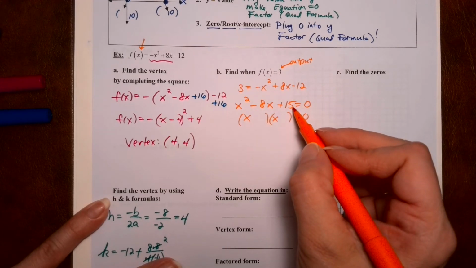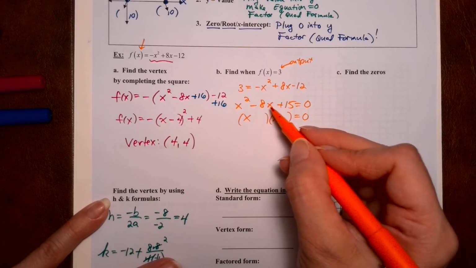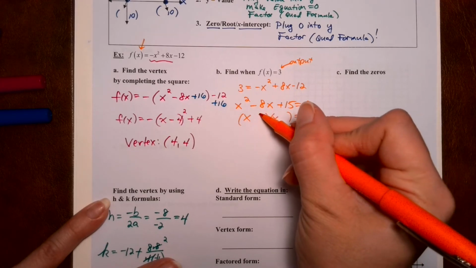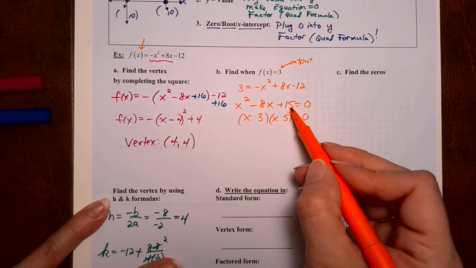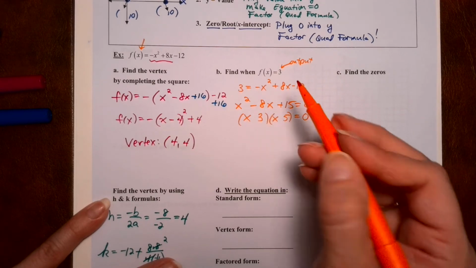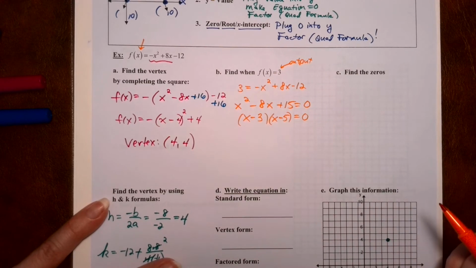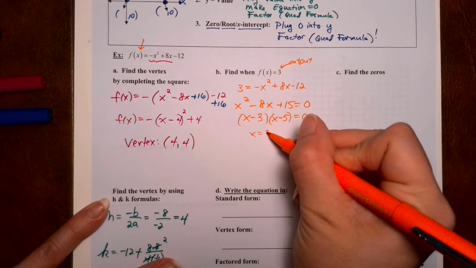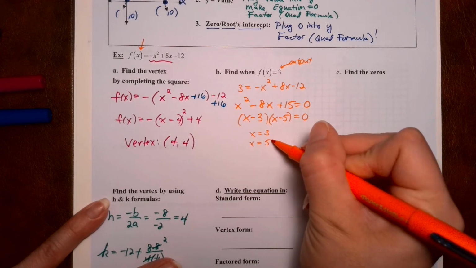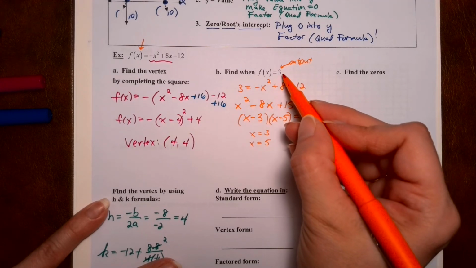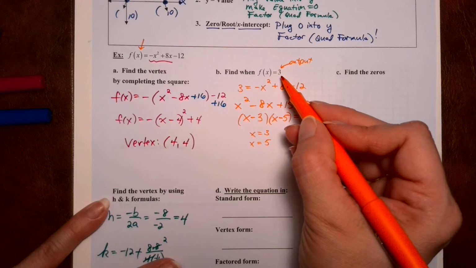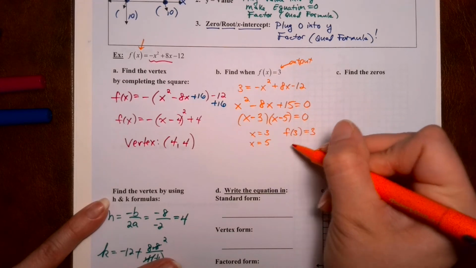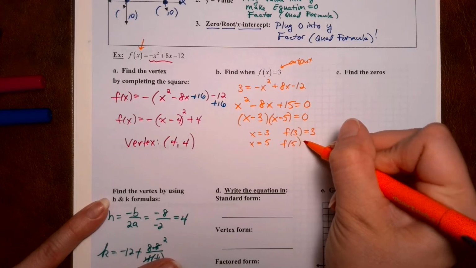Let's see, 15 and 1. That's not going to work. How about 3 and 5? Ooh, that looks promising. 3 times 5 makes a 15. And if they're both negative, it works. Okay, so we just found x is equal to 3 and x is equal to 5. That makes a value of 3. Okay, so we've got f of 3 makes a 3 and f of 5 makes a 3.